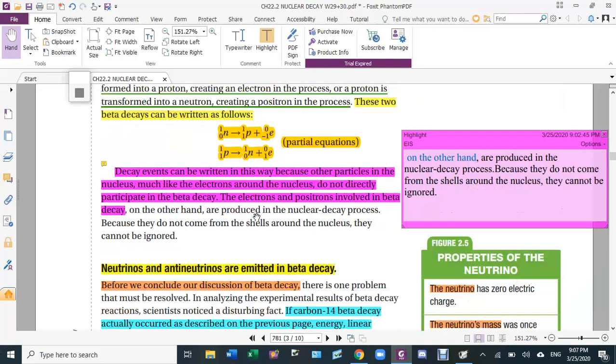Decay events can be written in this way because other particles, like the electrons around the nucleus, don't directly participate in the beta decay. The electron and positron involved in beta decay, on the other hand, are produced in the nuclear decay process because they don't come from the shells around the nucleus. For this reason, we cannot ignore it.